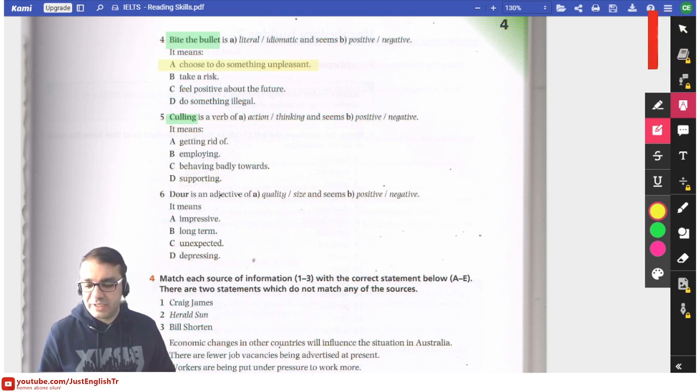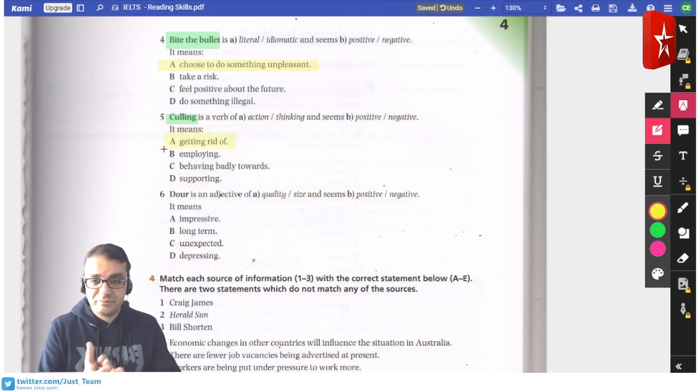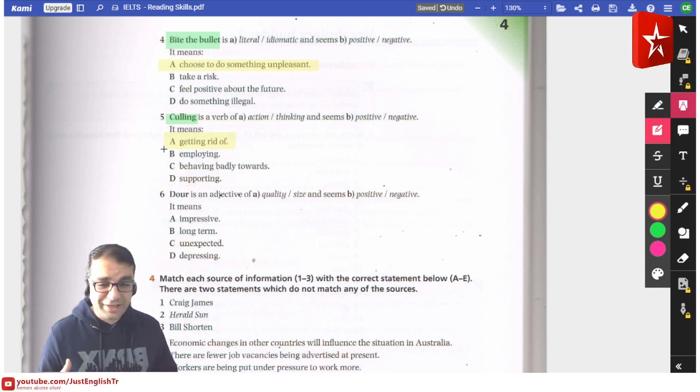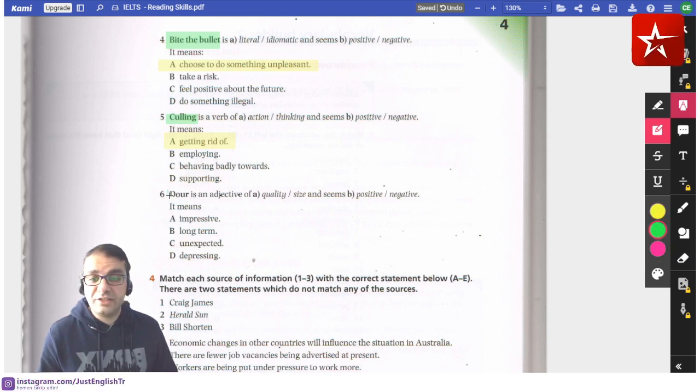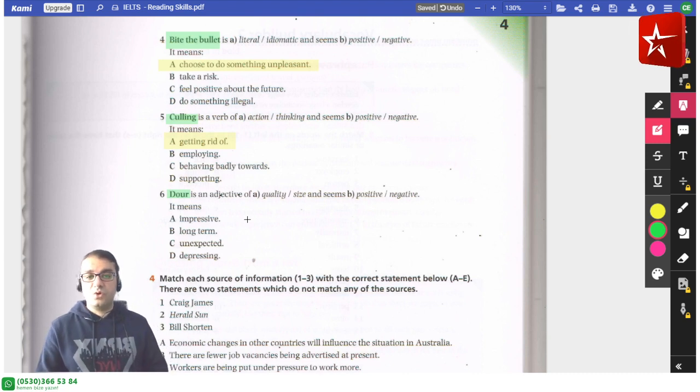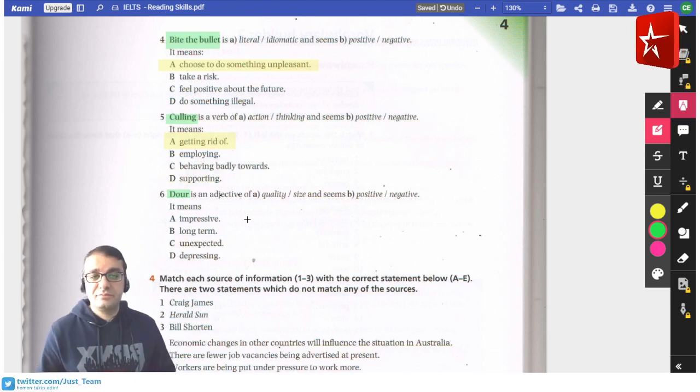Now, Medina said getting rid of is actually the right answer. The answer is A, and wonderful, Medina. Wonderful. It means you are getting to know how to roll the ball here. That's fantastic. Now, let's go for the last one. Now, the last one, is it adjective or what? Or quality? Is it positive, negative? What is the meaning of it?